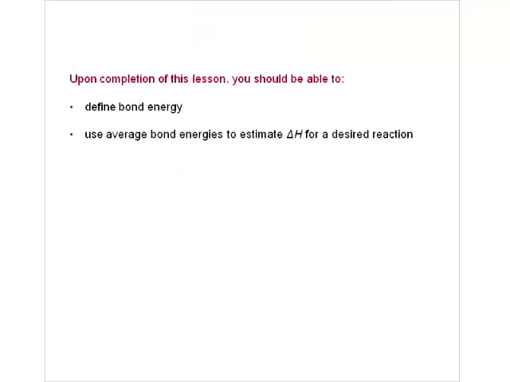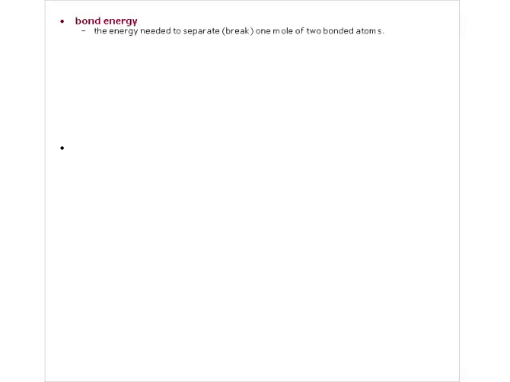So let's have a look at it. Here are the outcomes for this section. Define bond energy. Use average bond energy to estimate the delta H for a desired reaction. Now that's a very important little word there: estimate. We're only going to estimate delta H. More on that later, but keep that in mind.